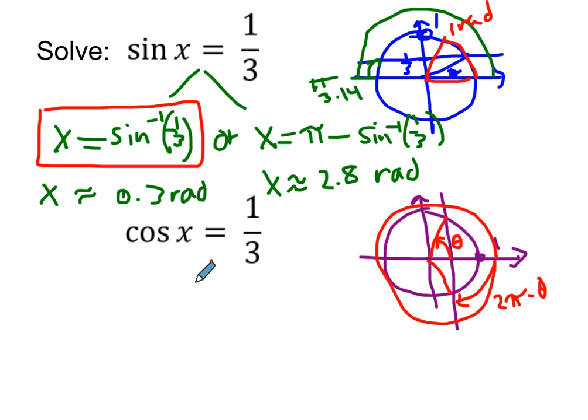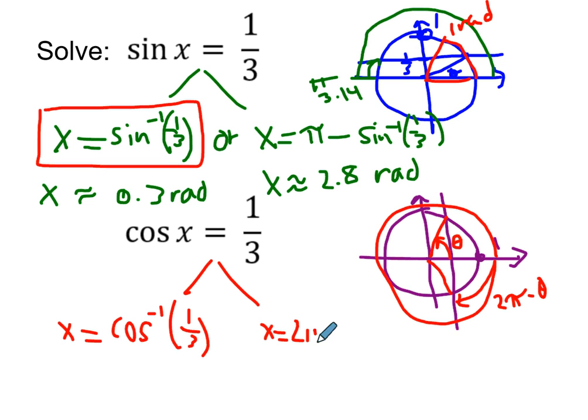So we have to go around and do 2 pi minus our angle. So when we split this in two solutions, our first solution is cos negative 1 of 1/3. And the second one is 2 pi minus cos negative 1 of 1/3. If you want to find the approximate solution, you take your calculator. Make sure your calculator is in rad. You should get 1.2. And for the second one, x is approximately equal to 5.1.